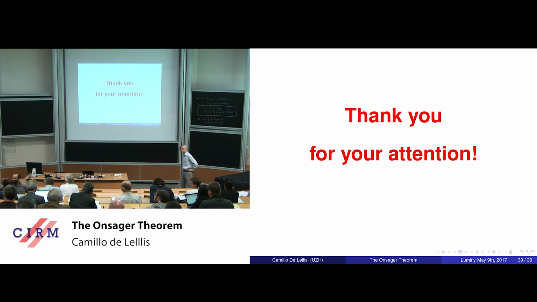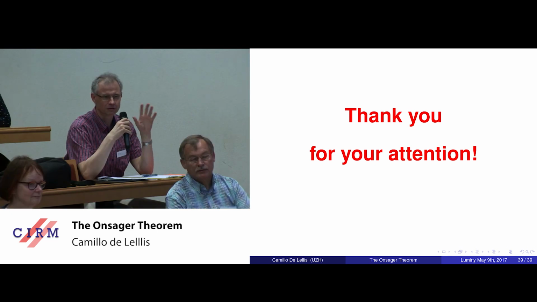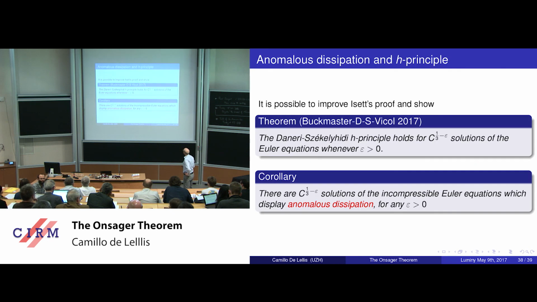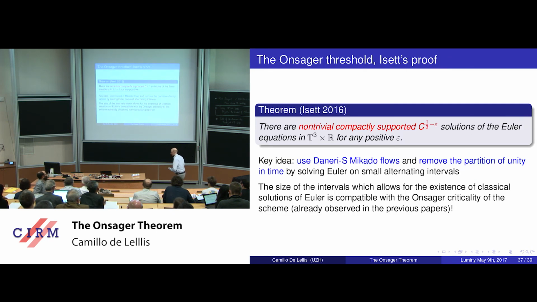Is this anomalous dissipation of the form epsilon d square for some velocity field, for some velocity perturbation, as you indicated before? No. So what it is, it's okay.